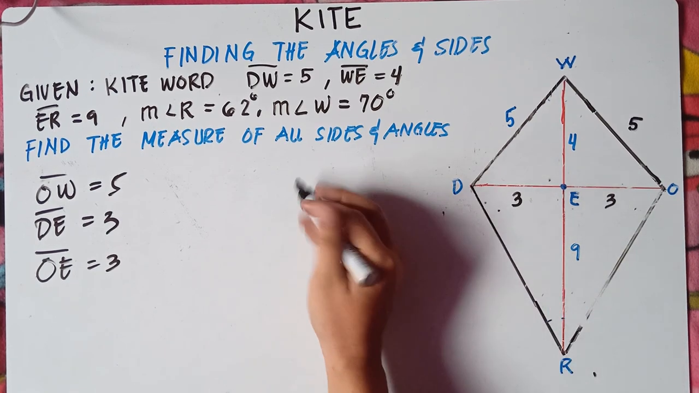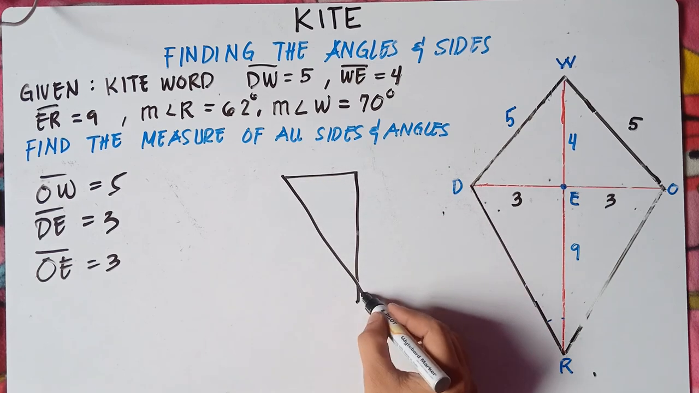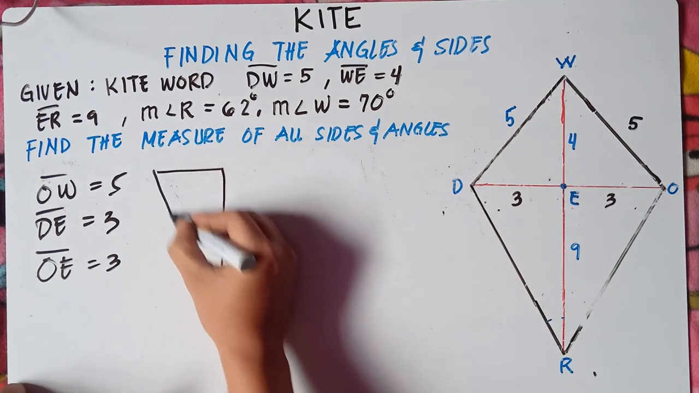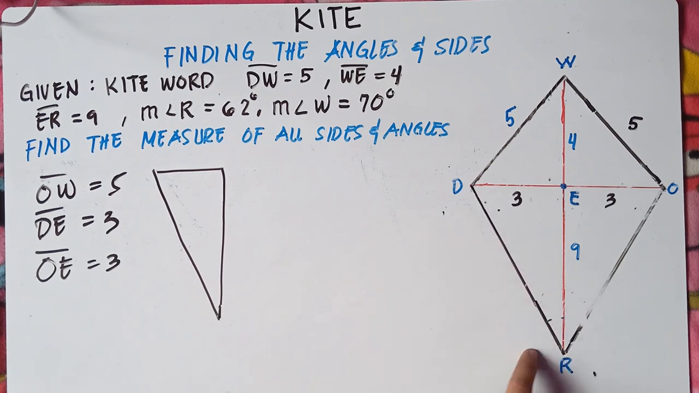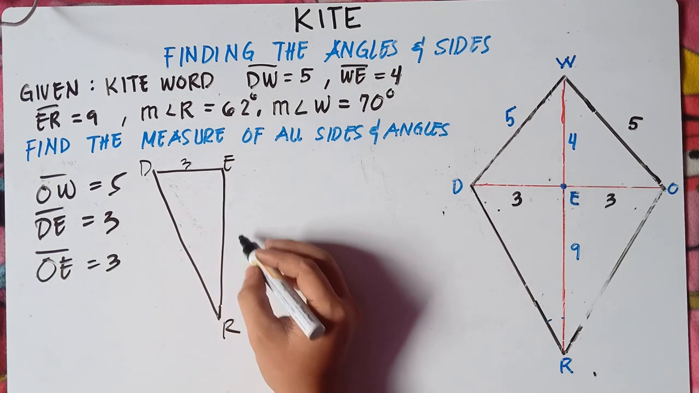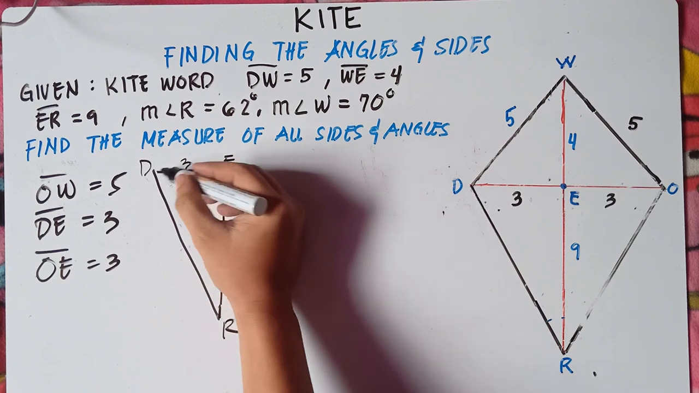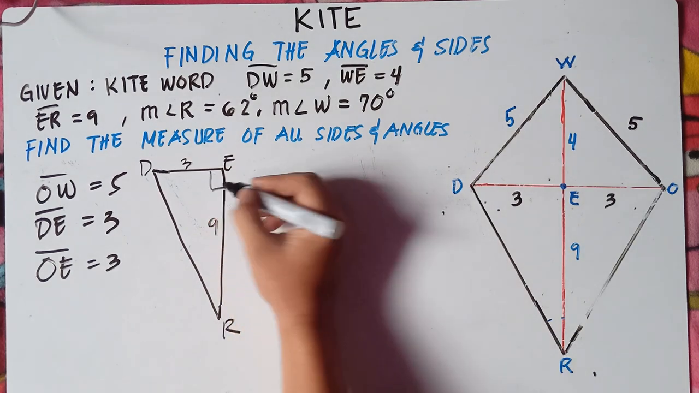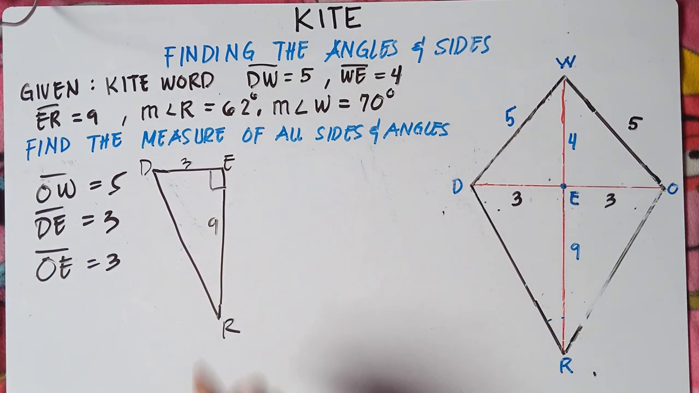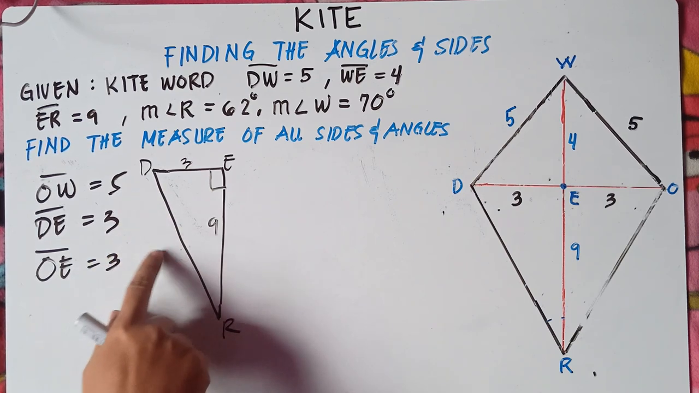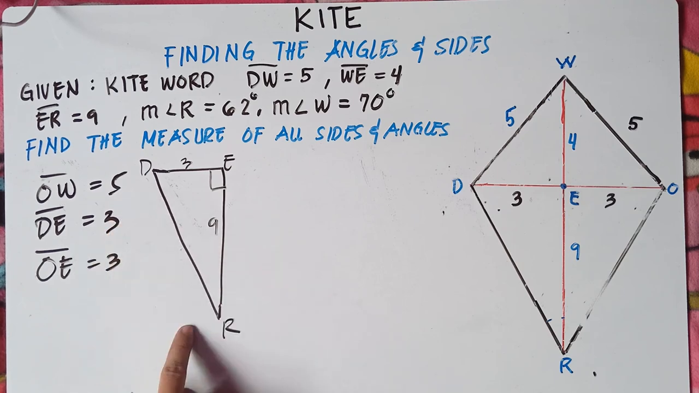So we find DR. To find DR, let's write this triangle. We have here DR, in which DE is 3 and ER is 9. Once again, if your student asks, sir, is this a right triangle? Yes, this is a right triangle because there is one angle that measures 90 degrees, this angle E. So we can use the Pythagorean theorem in finding this side. Is this DR the hypotenuse? Is this the c? Yes, this is the hypotenuse, DR. This is the longest side.